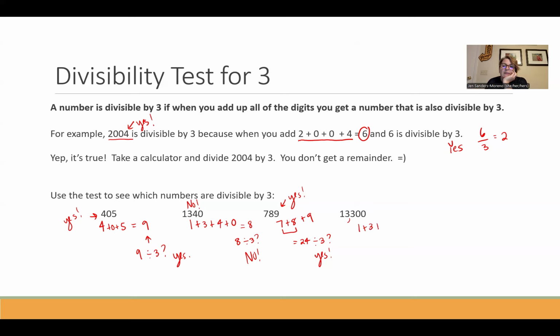And then, let's see. 1 plus 3 plus 3 plus 0 plus 0. What is that? 6, 7? So is 7 divisible by 3? No. So that means that the original is also a no. Okay. All right. So that's the kind of work that we want students to do: add up those digits just like I did and then say yes or no.